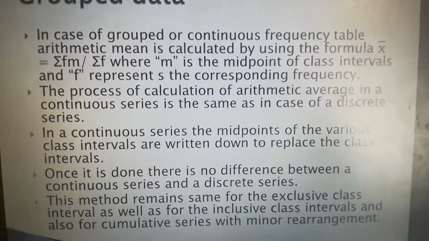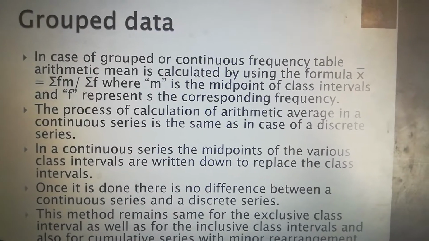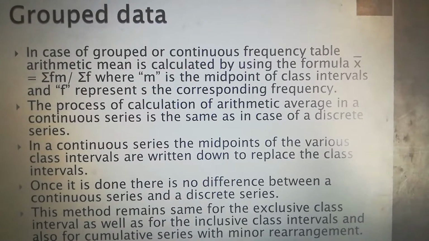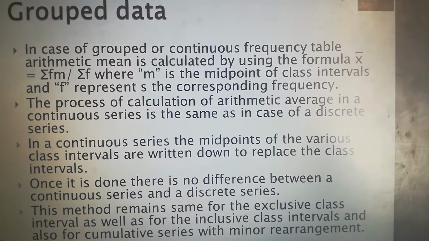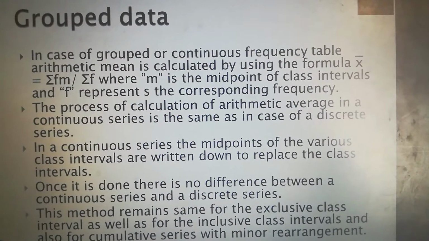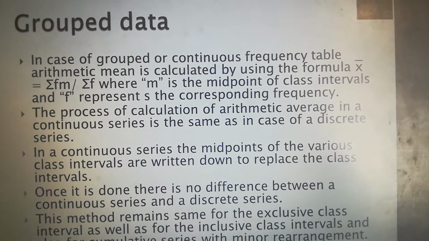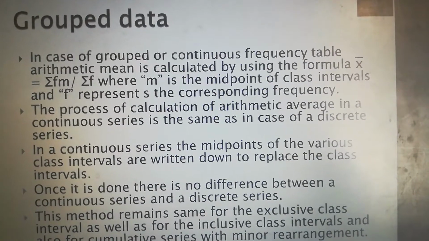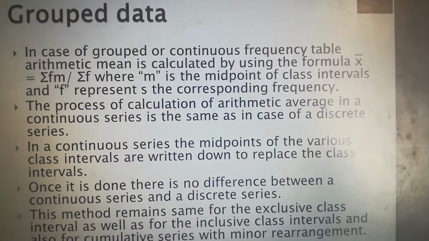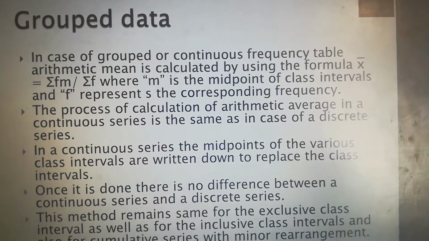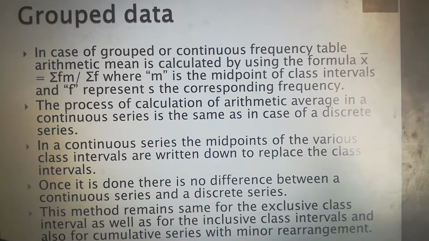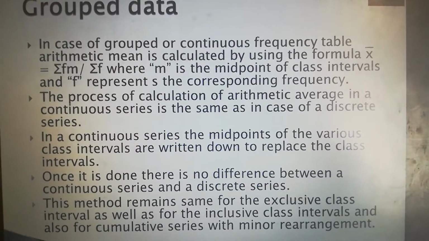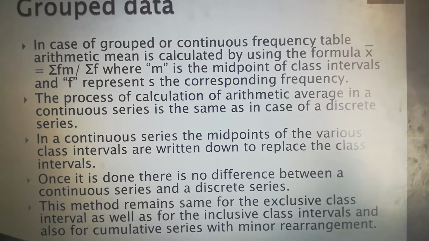Similarly, in case of grouped or continuous frequency, the arithmetic mean is calculated using the same formula, but instead of x, we have the class interval, because the data may be very large. So here what we have to do is take the representative midpoint of the class interval. For example, 2 to 4 means 2 plus 4 divided by 2, that means 3 is the mid value. The simple explanation.